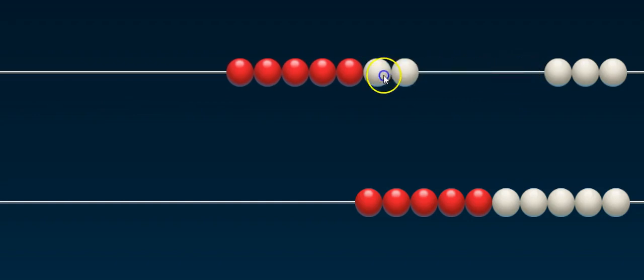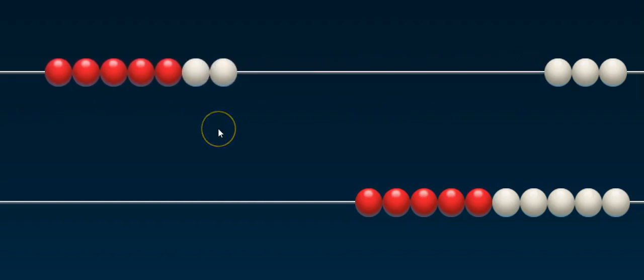Now the next problem is 7 minus 6. So again, we'll start by pushing 7 beads over. And then we want to talk about the relationship between 7 and 6. Well, 7 and 6 are just one space apart on the number path or the number line. So that means that when I push 6 beads over, I should end up with 1 bead left.